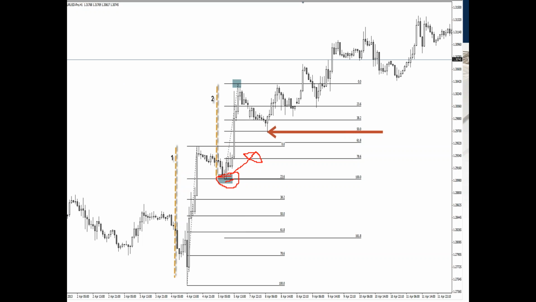You cannot position yourself here. You can scalp here. Position trading should at least get to this point. 38.2, previous swing and breakout point. This is the time for positional trading. This is the time for scalping.